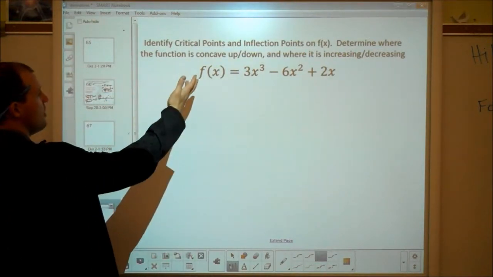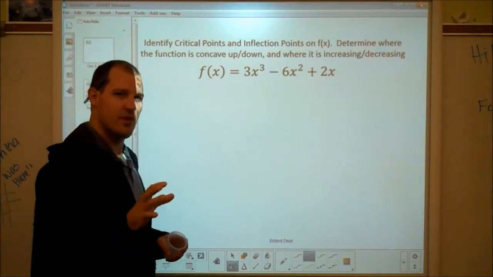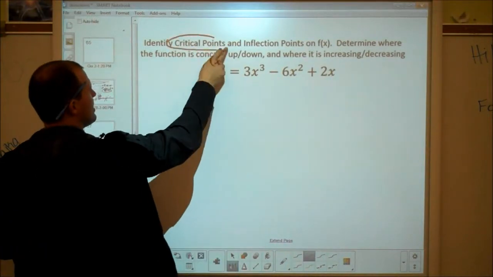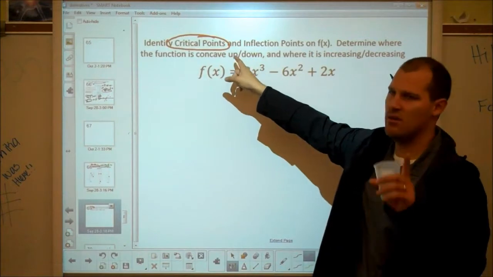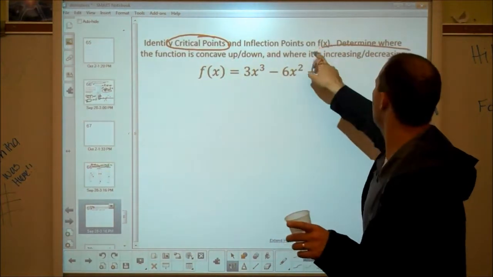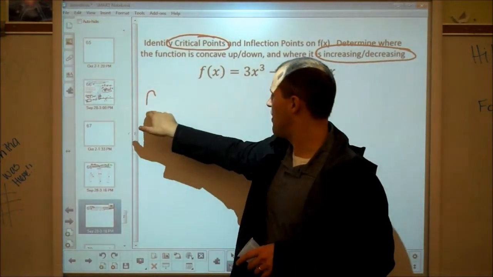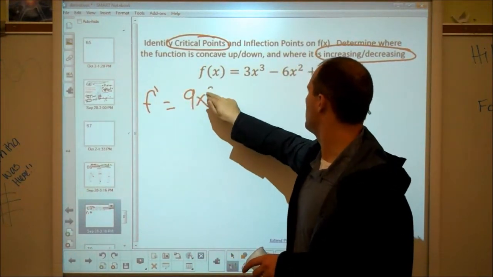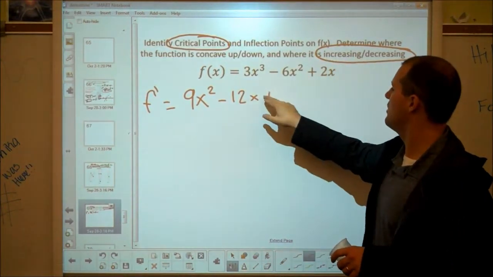So, first thing I want to do is figure out which of these things go together. And I want to do first derivatives first because it's less steps. So, critical points, that's a first derivative thing. Inflection points, no. Concave up, concave down, no, that's not first derivative. Increasing, decreasing, that's first derivative. So let's do that first. So I'm going to find my first derivative. Let's see, bring that down. 9x squared minus 12x plus 2.